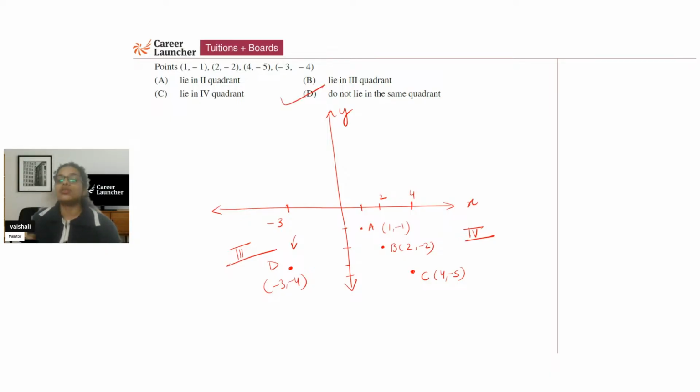So we will say they do not lie in the same quadrant. But if they had mentioned only the first 3 points, by chance, then you would have said that all of them lie in the fourth quadrant, right?